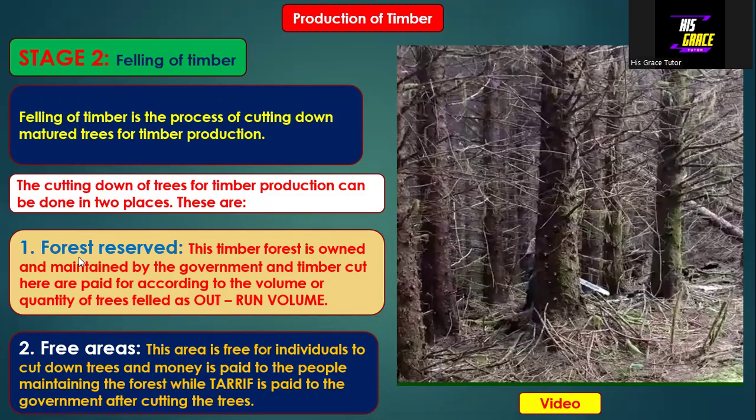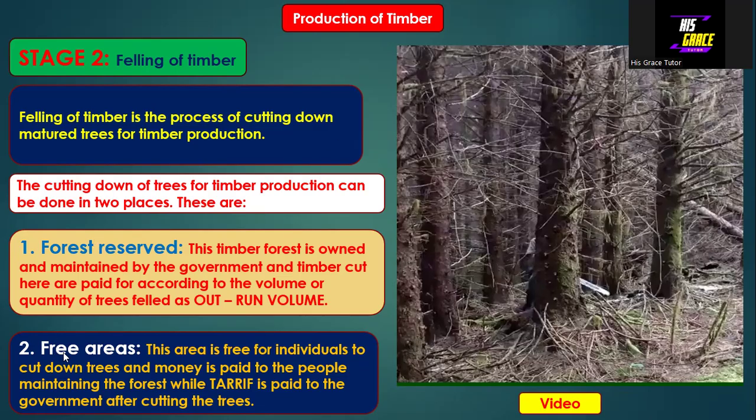The first one is known as forest reserved area. Forest reserved area belongs to the government, or it is owned by the government and also maintained by the government. But whenever you are to cut down a tree in that forest reserve area, you have to pay to the government based on the number of trees that you want to cut down or that you want to fell. So that is all that we have here under the forest reserved area.